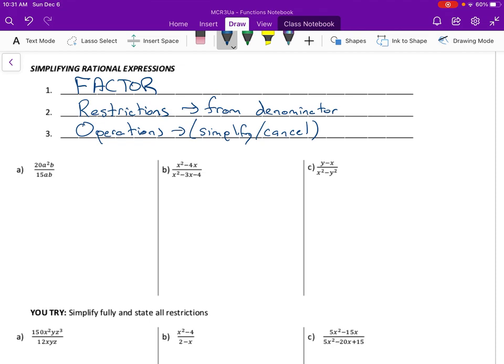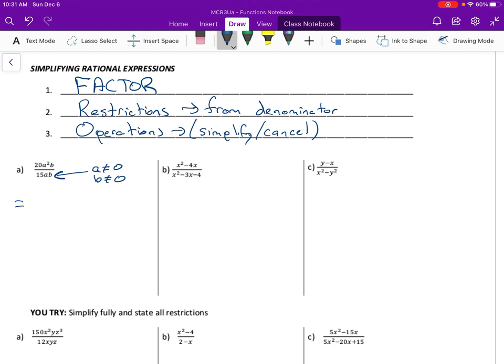So in this case, before I divide, I'm going to look at the denominator, and what would make this denominator equal to 0? Well, I've got two different variables. Because it's 15 times a times b, the only thing that would make this 0 is if I multiplied by 0. And so a, therefore, cannot equal 0, and b cannot equal 0. And those are my restrictions. So I state those, and then I'm done with them. The next step is to just do the operations like I stated above, where we simplify.